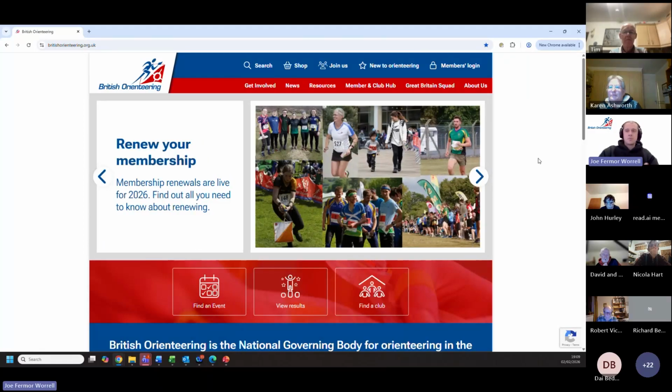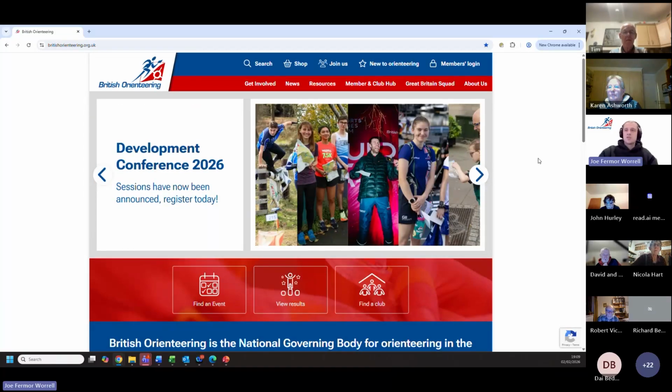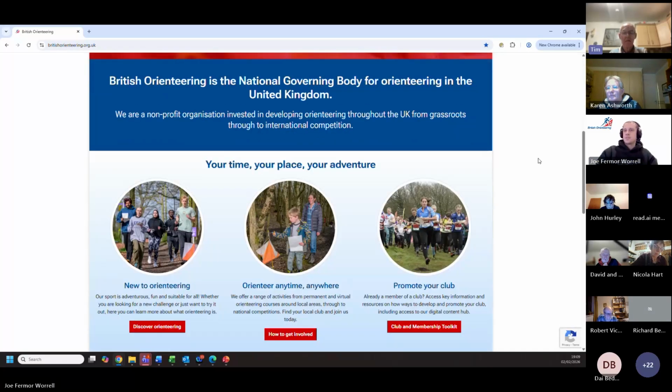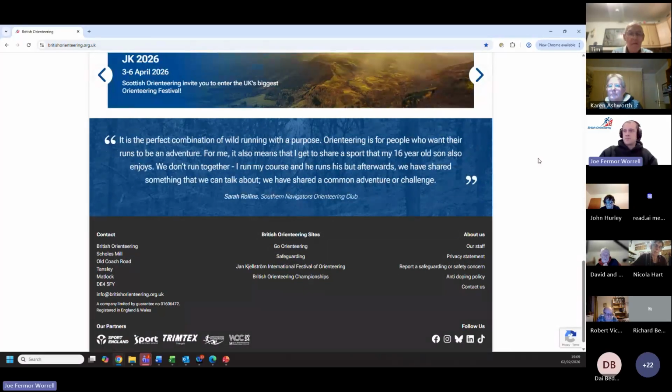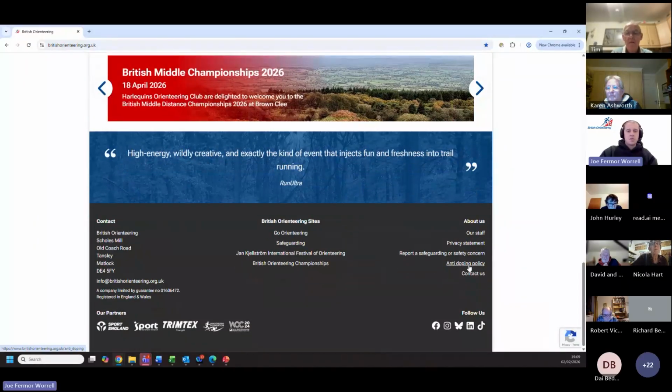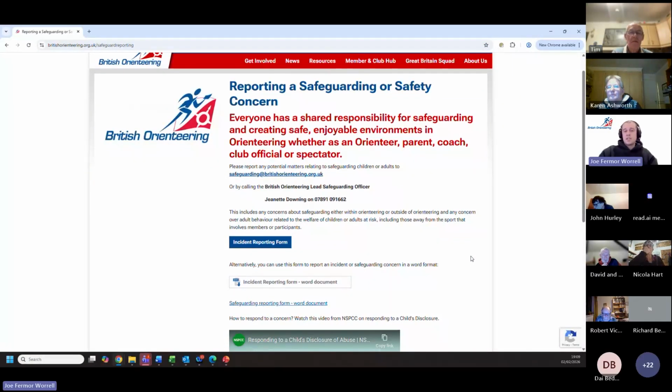So the incident reporting form can be found at the moment on all the pages on the British Orienteering website. And that is by scrolling to the bottom, in this bar here with all the links we have. And within the About Us section on the right, we have report a safeguarding or safety concern. And from here, we have the joint page with the safeguarding section and the safety working together in parallel, with the blue button that takes you directly to the incident reporting form.